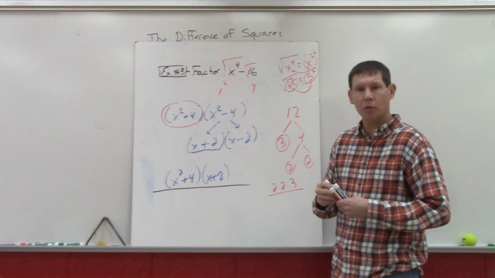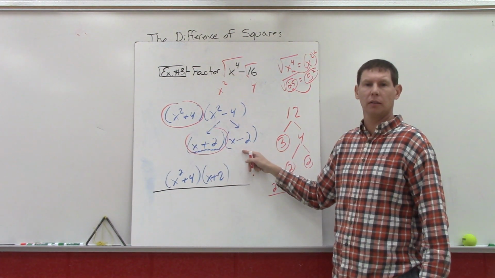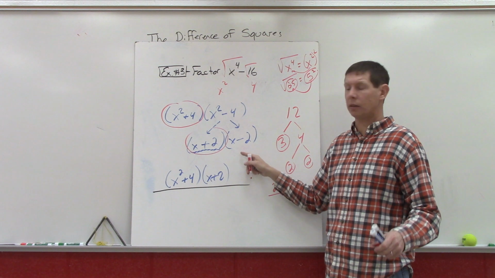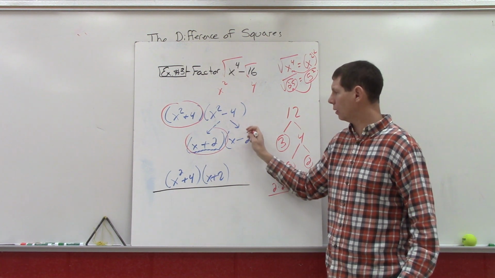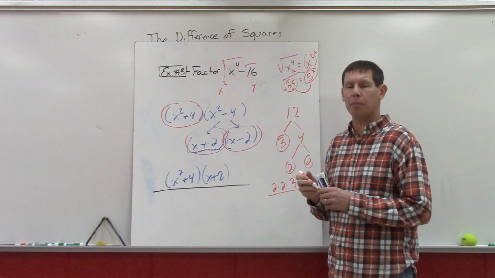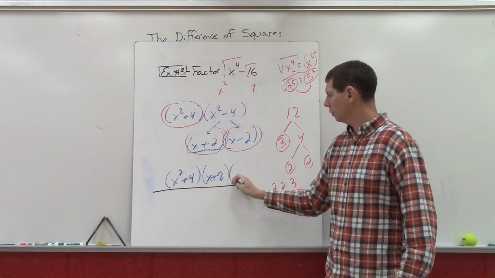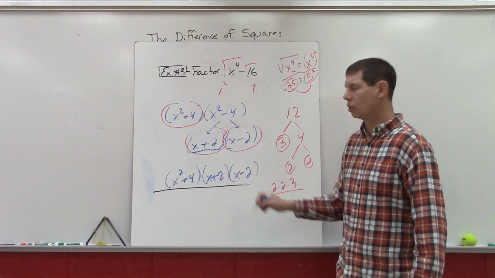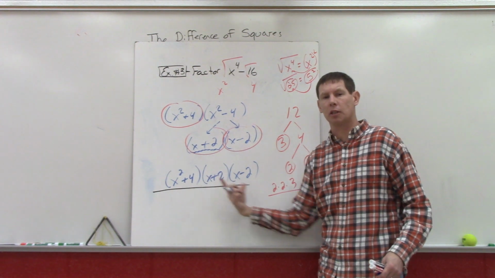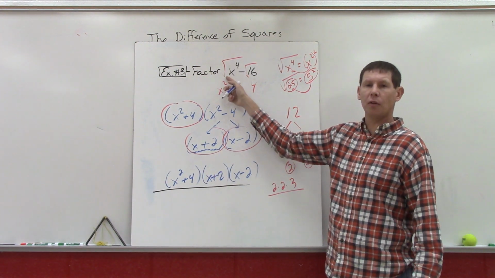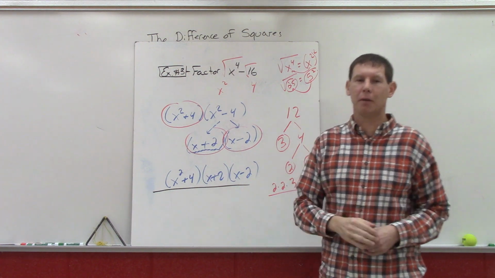That's a prime polynomial. Does x minus 2 represent the difference of two squares? Oh, it's the difference. But x and 2 are not perfect squares, so we're done. That can't be broken down any further. So that also goes on our answer space. So here's our finalized factored version of x to the 4th minus 16. Okay. All right, may the force be with you.